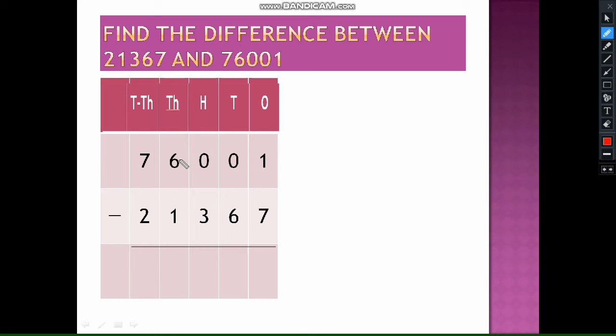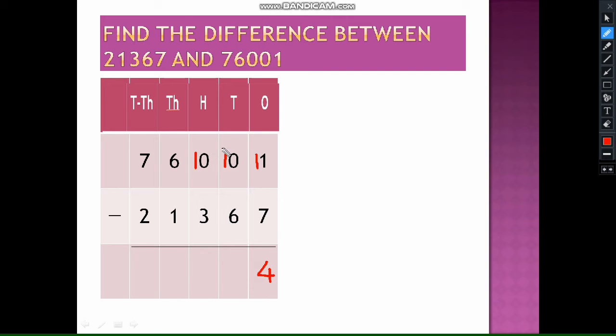So from the 6,000 we will borrow 1,000 here. So now this becomes 10 hundreds, and from this 10 hundreds we will borrow 100 here. So now this becomes 10 tens, and from this 10 tens we will borrow 1 ten here. So now this becomes 11. So now from this 11 we can easily subtract 7 ones. So what are we going to get? We will get here 4.